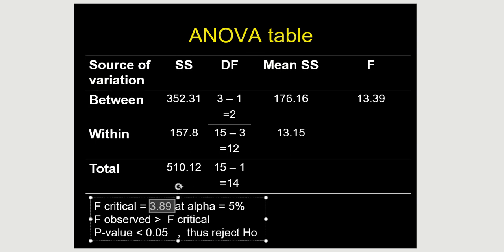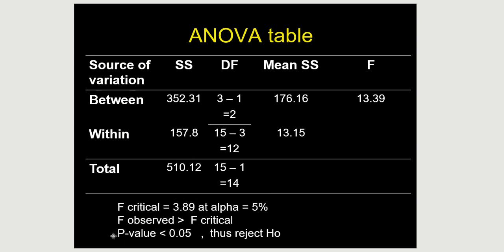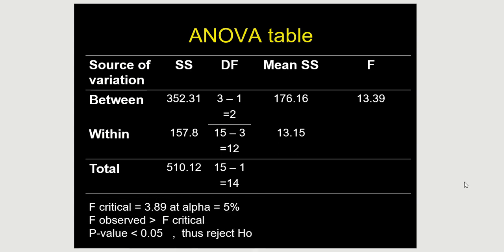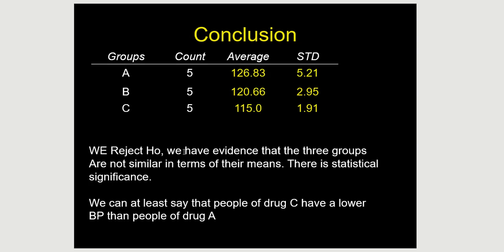So as I told you, you put the p-value under the observed and alpha under the critical, but you have to reverse whatever the sign is, and therefore the p-value is less than 5%, and therefore we're going to reject the null hypothesis. The null hypothesis that used to say that there's no differences between the groups. So we reject the null hypothesis and we say that we have evidence that the three groups are not similar in terms of their blood pressure. Since the lowest average is for drug C and the highest average is for drug A, we can at least say that drug C and A are different.